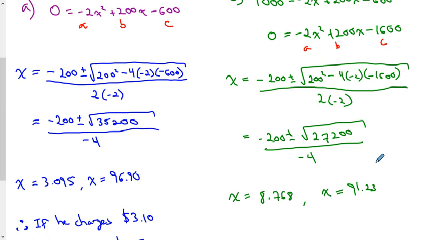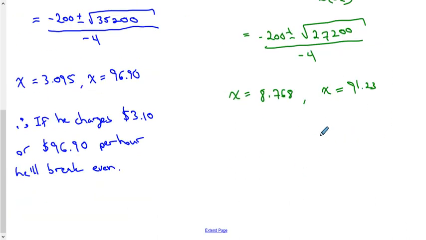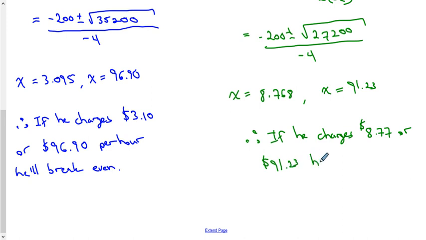Now, one of those will end up in a lot more work, a lot more physical labor, but maybe getting more known in the community and that sort of thing. So we'll say, okay, therefore, if he charges $8.77, when we round that off to the nearest penny, or $91.23, you will make $1,000 in profit.